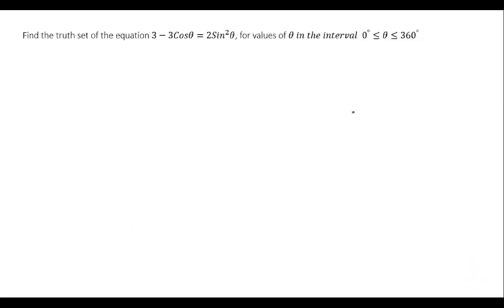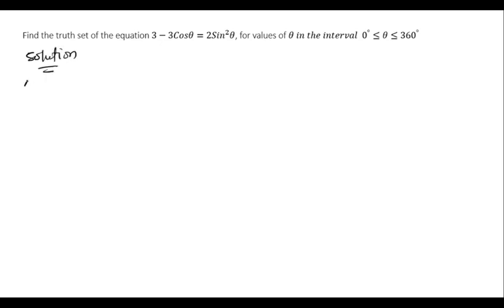Alright, let's have a look at example number 2. For example number 2, we have to find the truth set of the equation 3 minus 3 cos theta is equal to 2 sine squared theta, and the value of theta lies between 0 degrees and 360 degrees. Alright, so let's write down our solution.